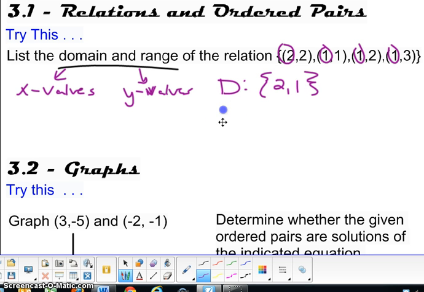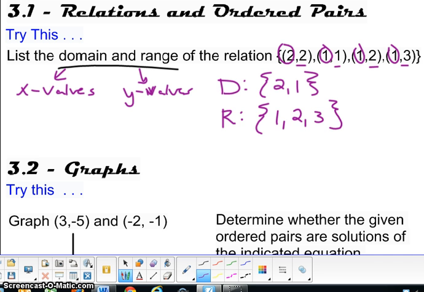The range, on the other hand, are the y values, and in set notation you can see we have a 2, a 1, a 2, and a 3, and again we don't have to write the repeats, so our range would be a collection of these numbers, 1, 2, and 3. And that's the main thing from the first section.